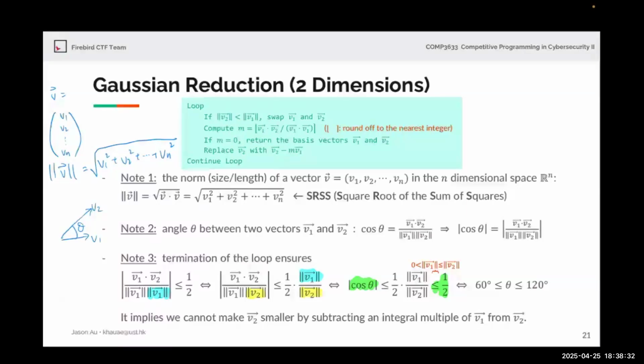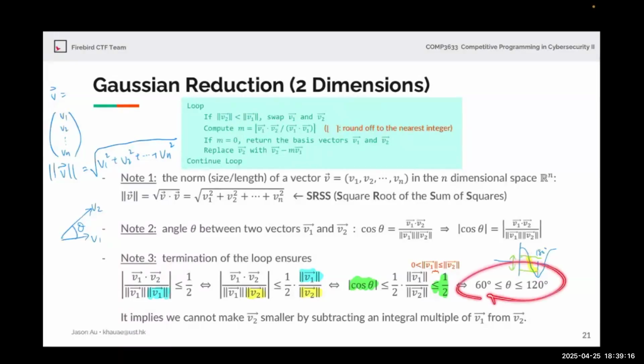If we plot the cosine graph out, for the right side, it would be something like this. This is 180 degrees. Okay, so this is the cosine graph. If we have cosine theta within these two values, we must have the angle within this range. So actually, this is 60° and this is 120°.